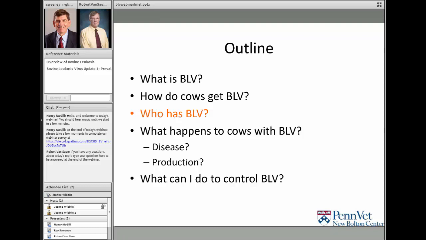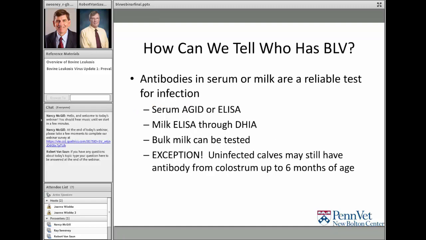Okay, so now we're down to how do we diagnose which animals have BLV and how many of them have it and who has it. So remember that I mentioned once animals are infected, they'll be infected for life. And within about 4 weeks of becoming infected, the cow will develop antibodies in her serum, which can be very easily detected. And those antibodies are not only in her serum or her blood, but they're also in her milk.